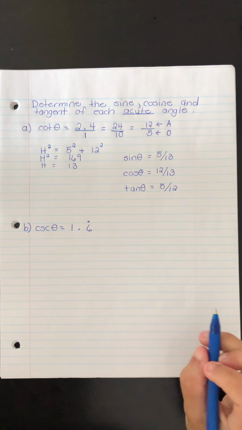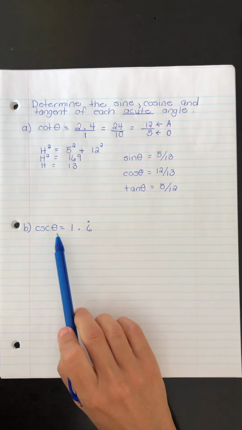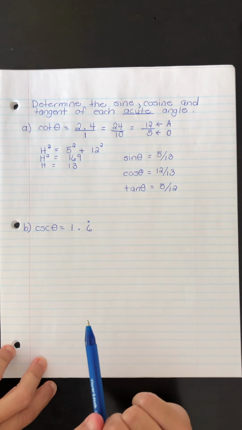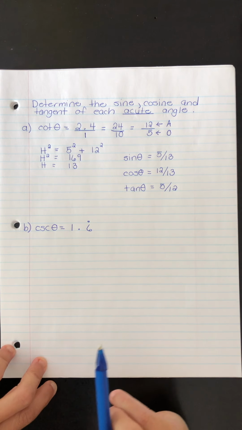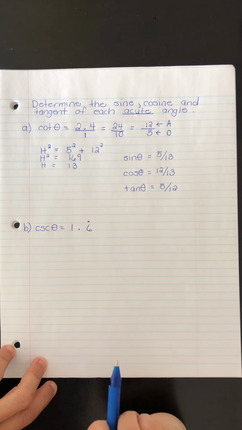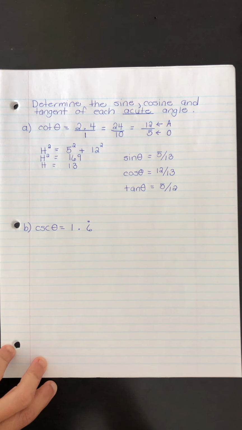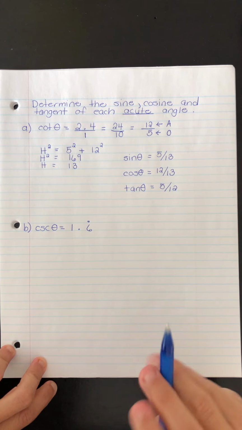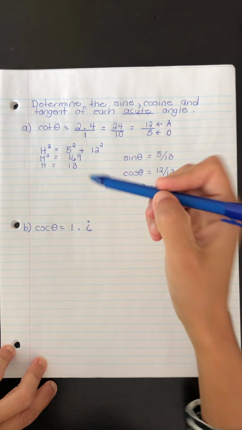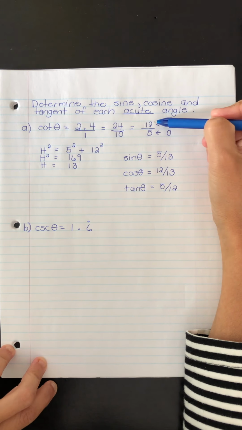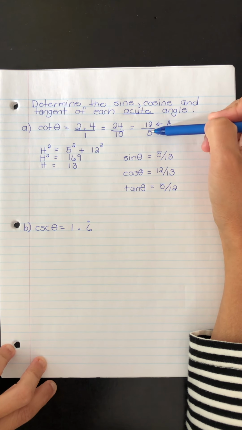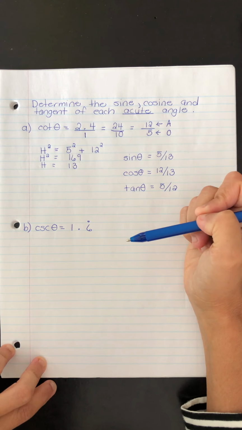Okay, let's do one more together. It says the cosecant of the angle theta is 1.6 repeated. This means 1.6666666. The sixes go on and on forever and ever. Okay, again, our objective is to make this into a fraction. And it will be an improper fraction because it's more than one, right? More than one gives you an improper fraction. Improper meaning that the top number is larger than the bottom number.